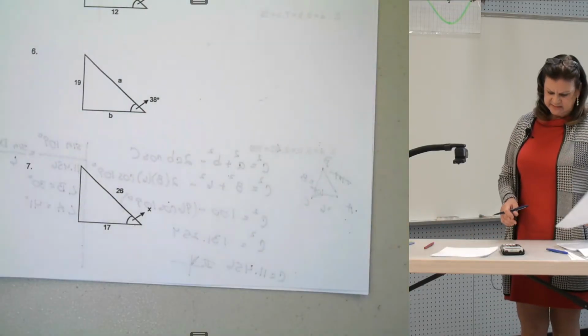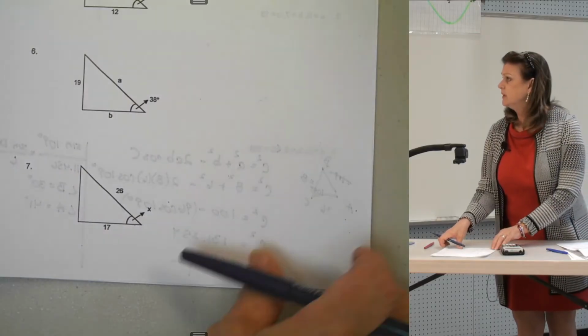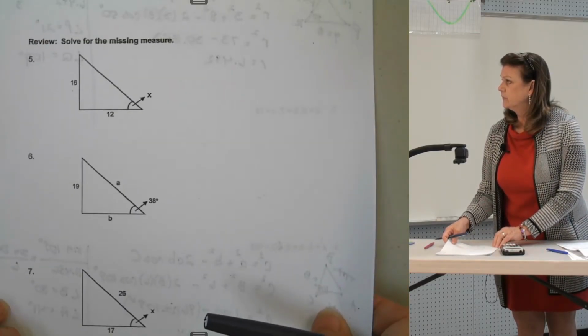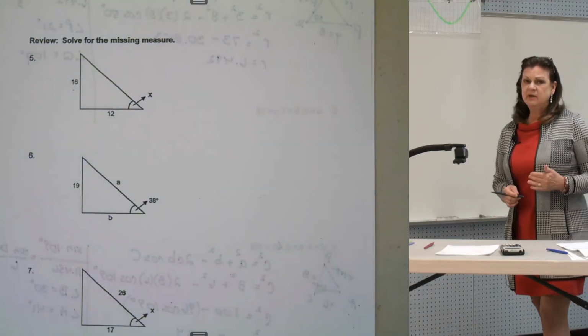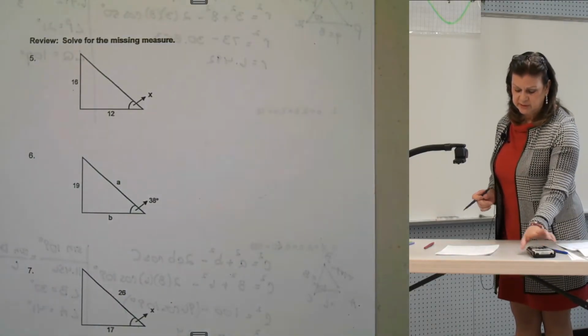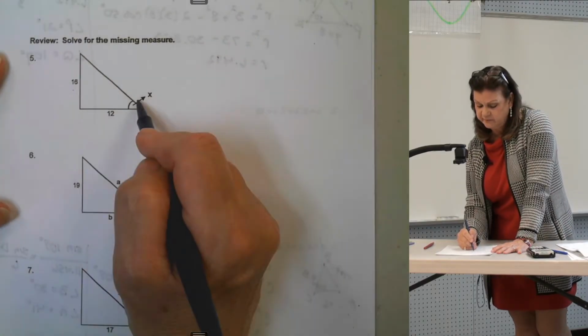Five, six, and seven change up the game just a little bit, and let's think what we got. We're solving for a missing measure. So now, way simpler than laws of sines and cosines, we're going to be looking at our trig functions.